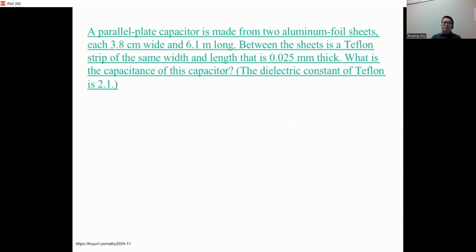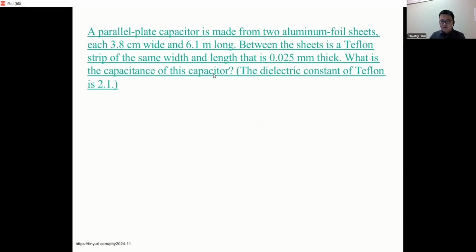It says a parallel plate capacitor is made from two aluminum foil sheets, each 3.8 centimeters by 6.1 meters. Okay, so one is centimeters, the other one is meters. So you just need to convert one of them, not both. Between the sheets is a Teflon strip of the same width and length that is 0.025 millimeter. Again, this is not SI units, so you'll convert it into SI units. What's the capacitance of the capacitor?